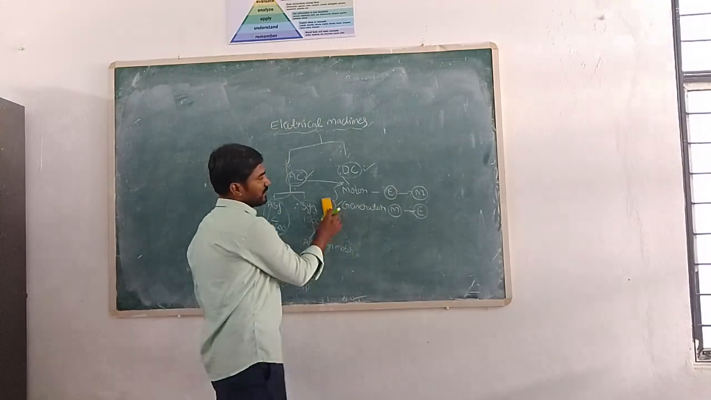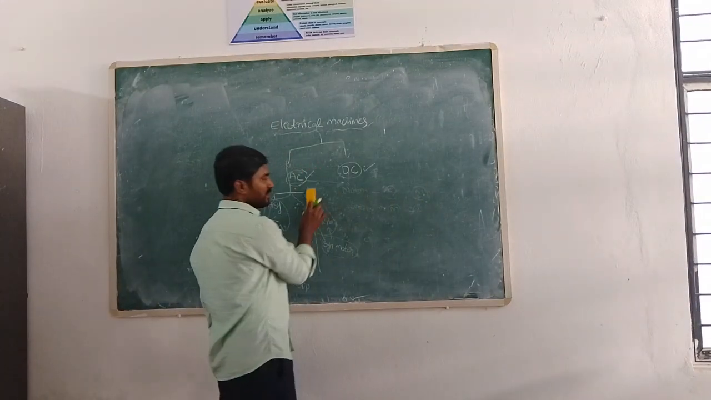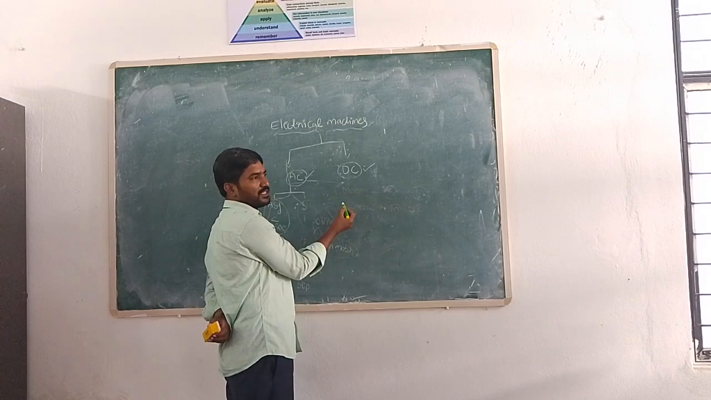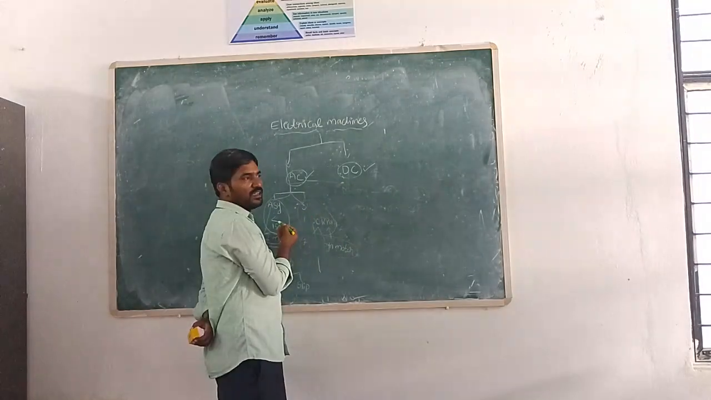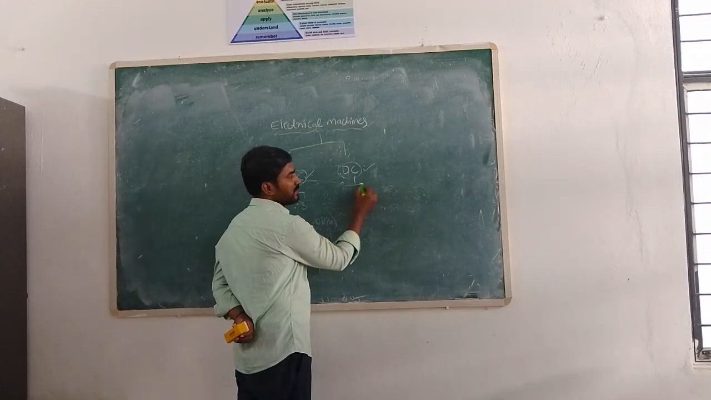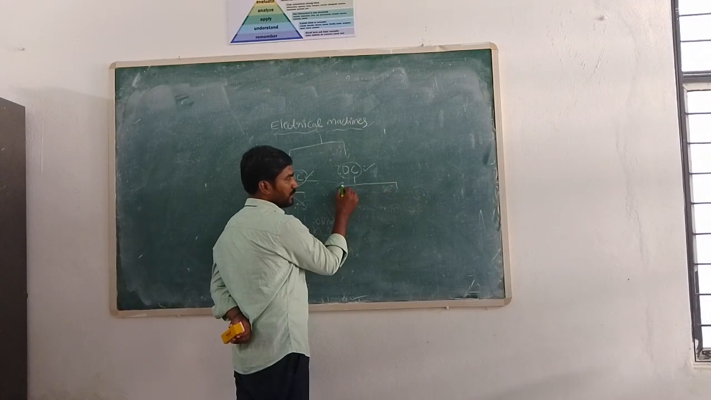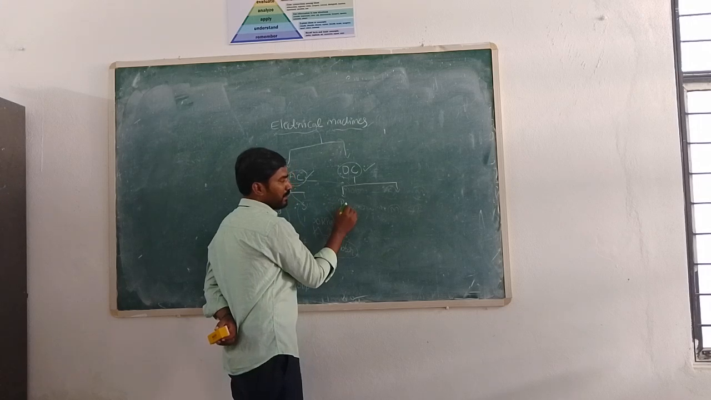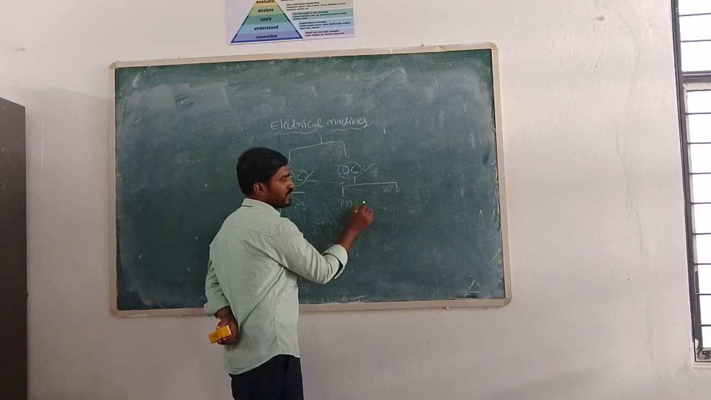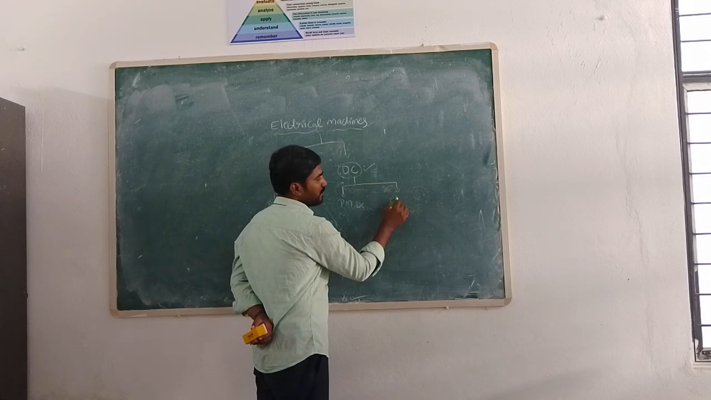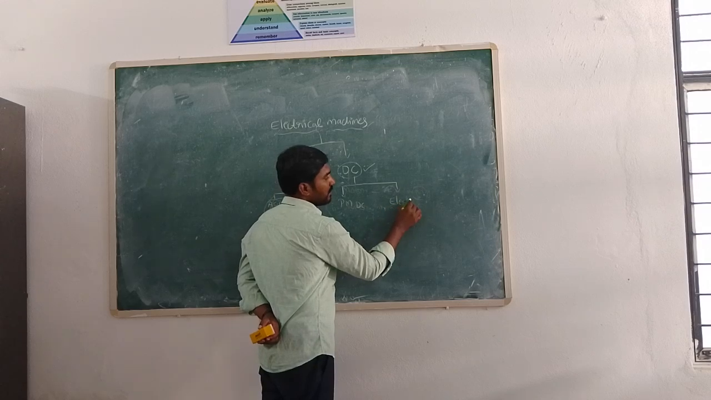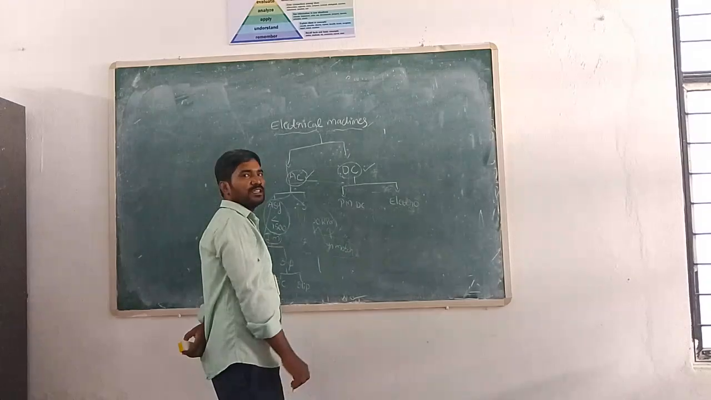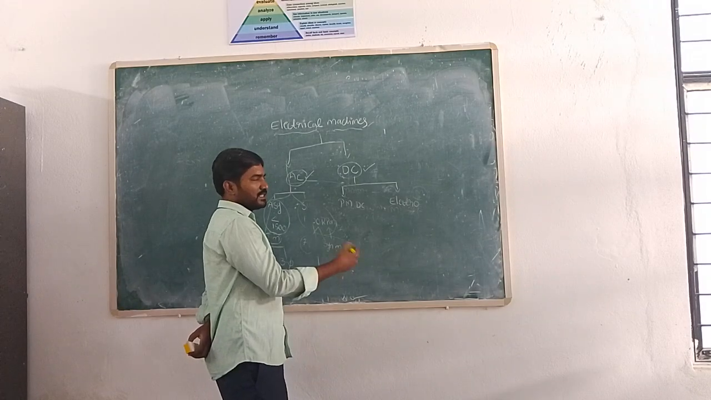Next we discuss DC machines. If the machine works with DC, we simply call it a DC machine. Here the DC machines are further classified into two categories: one is permanent magnet DC machines, and the second one is electromagnetic DC machines.